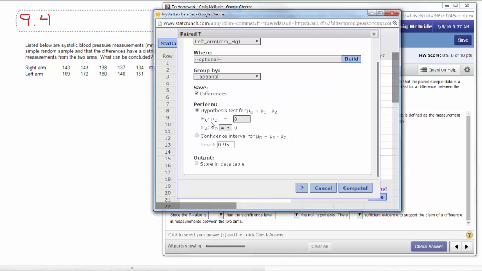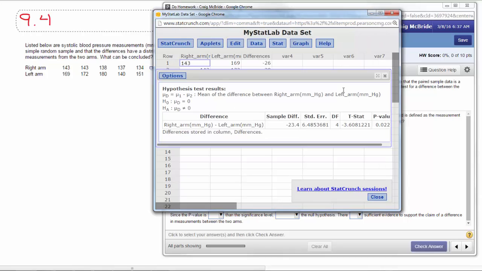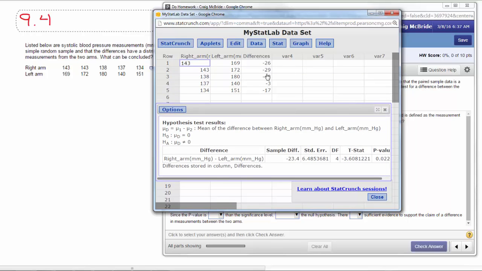We're running a hypothesis test, right, where the null is that the differences, the mean mu sub d, the mean of the differences is 0, and the alternative is that they're not. We compute, and we see we get the exact same thing that we got out of the calculator. And if we move this down, we can see that we have all of our differences right here that we also had in the calculator in case we need to do other things with it later.